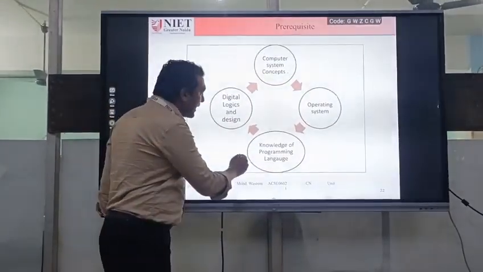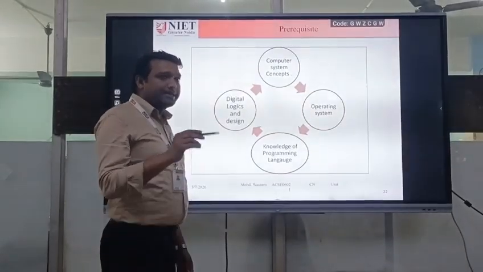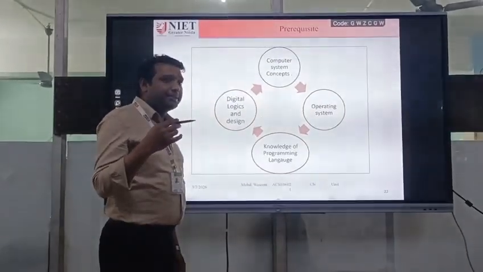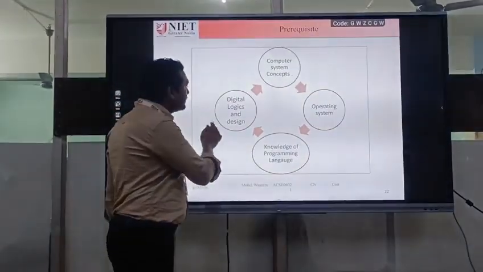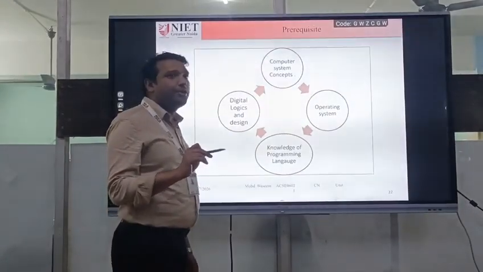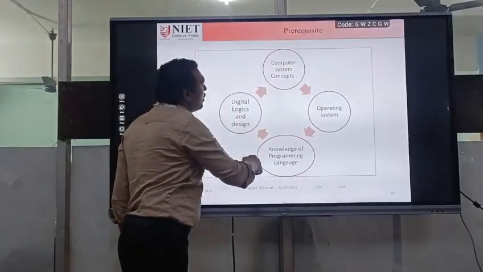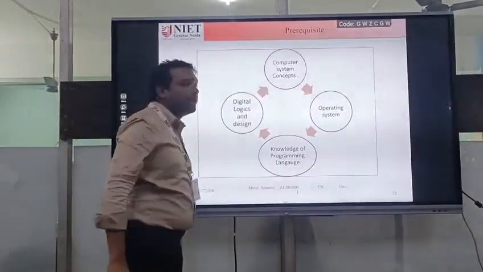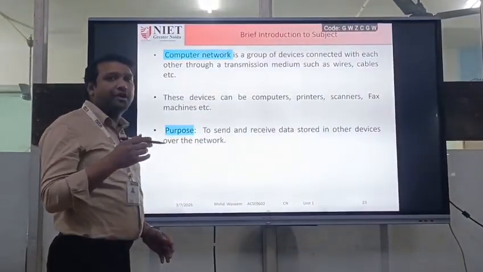Third one is knowledge of a programming language. For the implementation part in the laboratory and other things, we need some language, any language like Java or C. Last one is digital logic and design. For the study of computer networks, we must also have a basic requirement of digital logic. So we must have knowledge of all these concepts before studying the actual concept of the computer network.